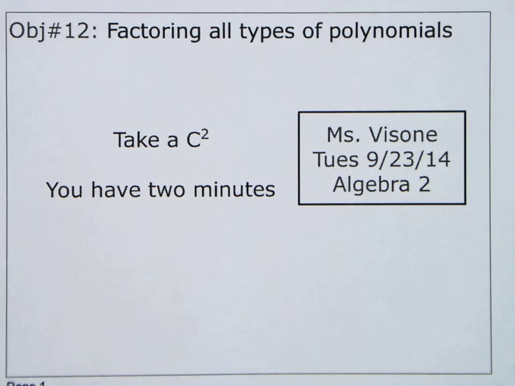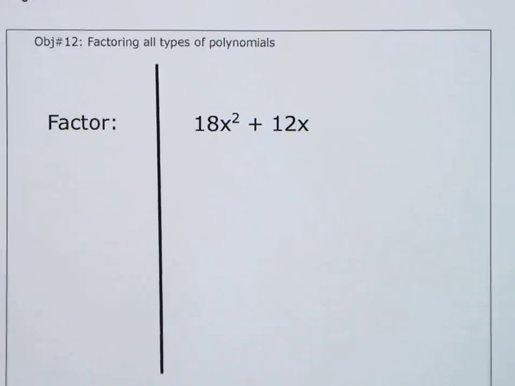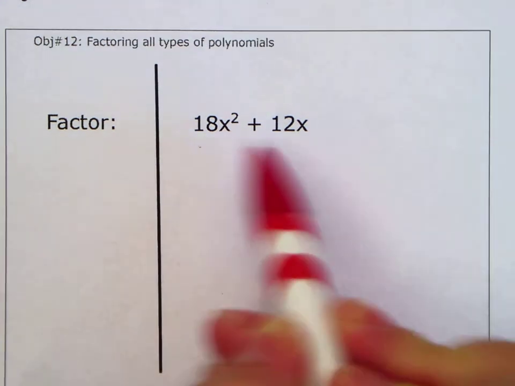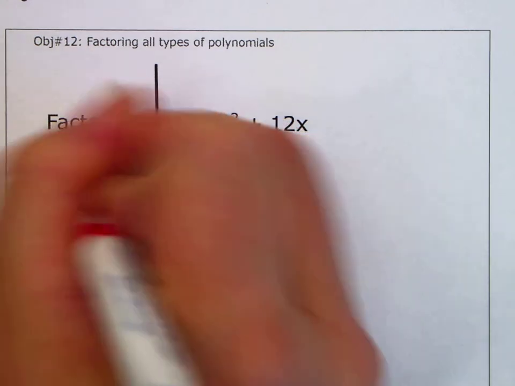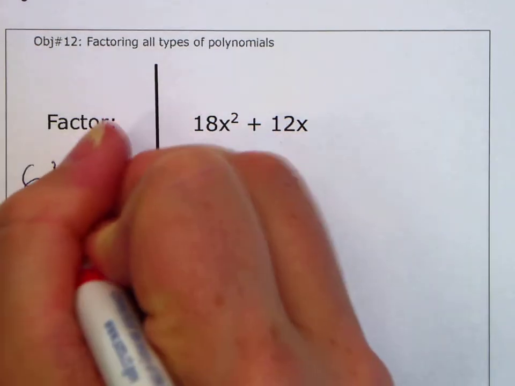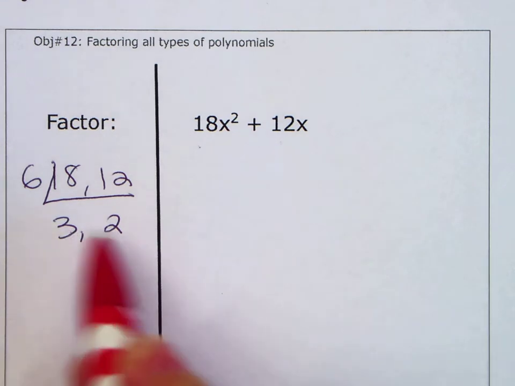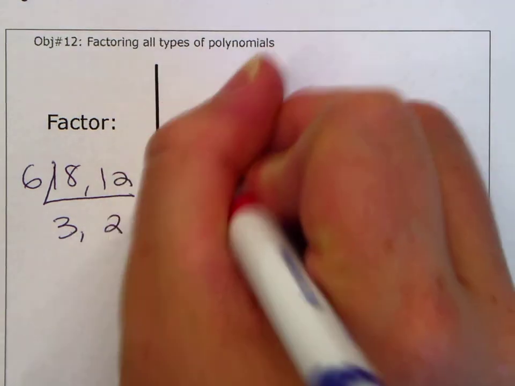All right, so let's look at the first one. 18x squared plus 12x. How do you factor that? That, hopefully you know, is a GCF. What is the GCF of 18 and 12? 6. 18, 12. You divide by 6, you get 3 and 2. Nothing goes into those. So 6.